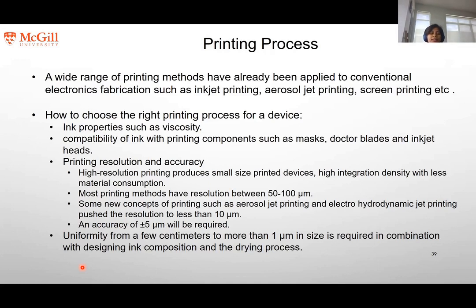The third thing we really need to look at is the resolution and accuracy that we need and what the printer can really support. The fourth thing is the uniformity, because some devices might need 1 micron uniformity all across the substrate. Some can tolerate a few centimeters. So based on what our device can tolerate and need, and what our printer can offer, we need to choose the right printing process.